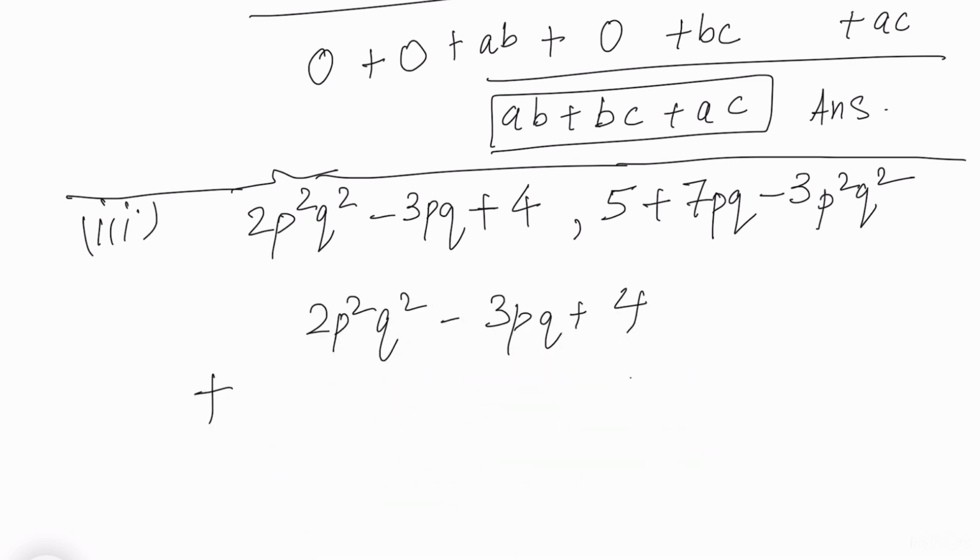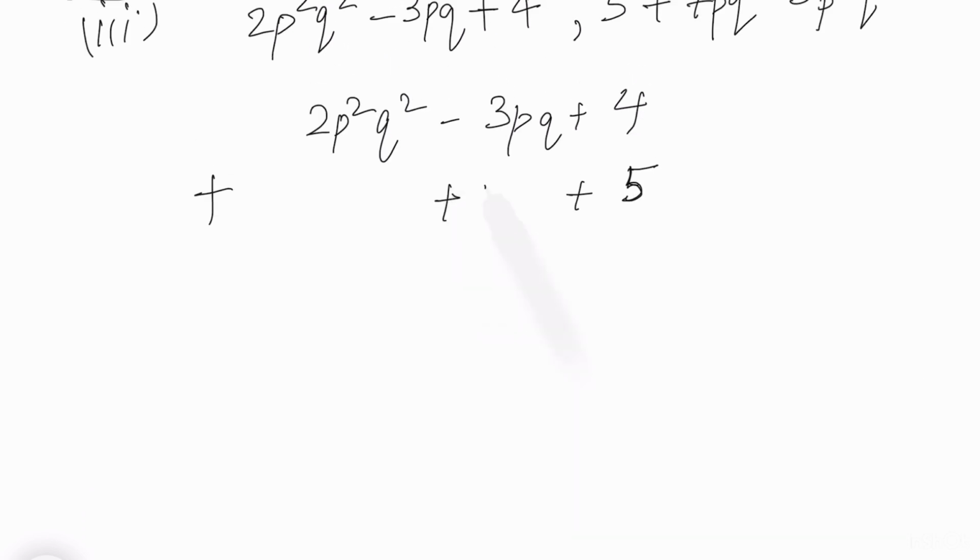Just do it because only 2 terms are there. 5 will be written below 4. Why? Because it's a number, okay? Number will be below number. It's a constant. PQ term is there, yeah. So PQ is there, 7.